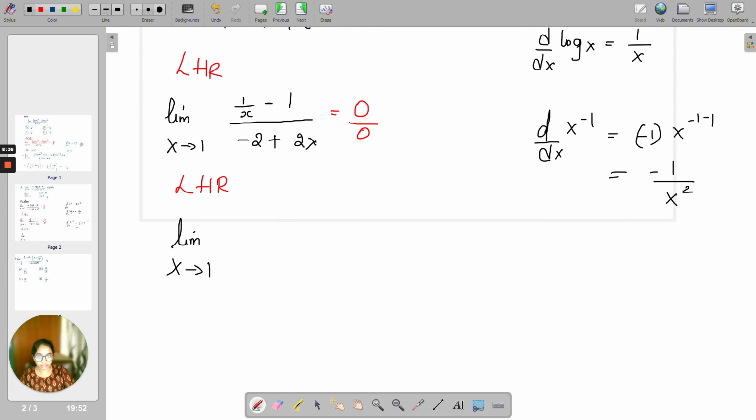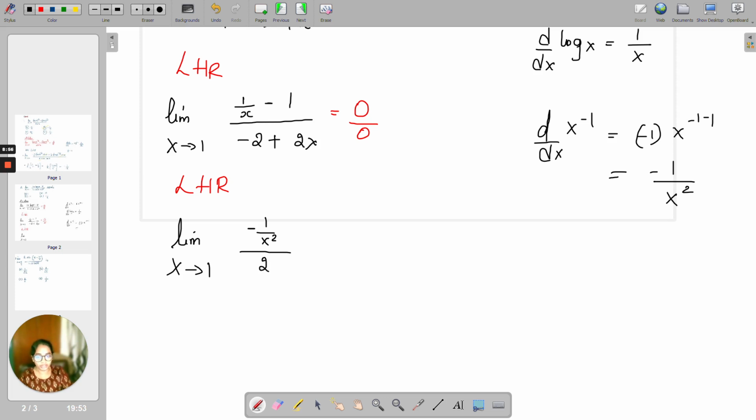So what would I get? Differentiation of 1 divided by x is minus 1 divided by x square. Differentiation of 1 is 0. Divided by differentiation of minus 2 is 0 because it is a constant. And then differentiation of 2 into x is 2.